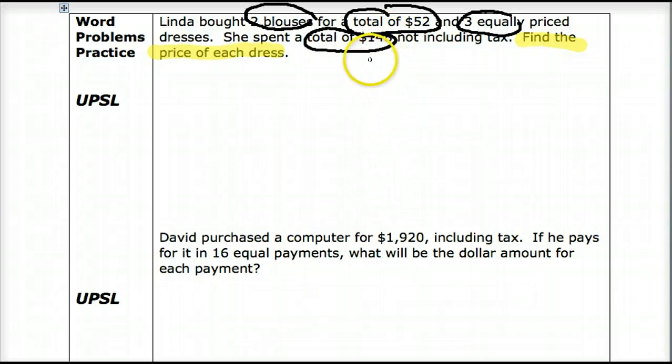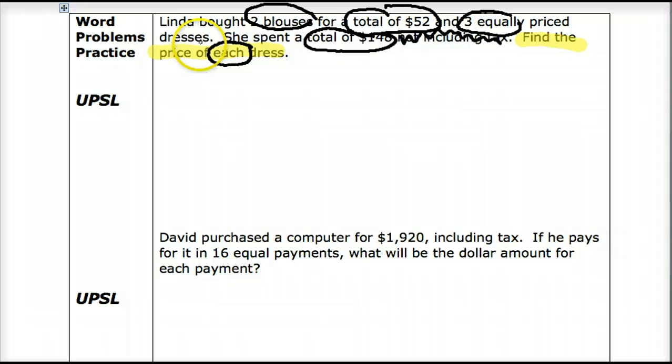Oftentimes when you see tax mentioned in a problem, it's just extra information, so we're going to mark that out here. And then they want us to find the price of each dress, the keyword there being each. So when you see the words equally and each in a problem, we know that we're going to divide at some point. In this case, we know that we want to find the price of the dresses.